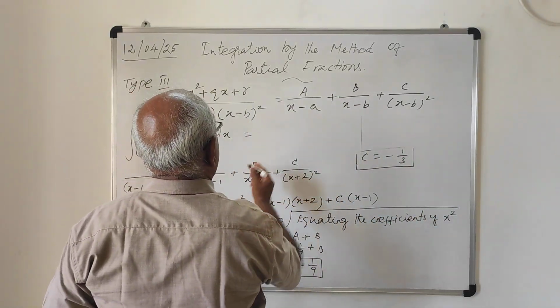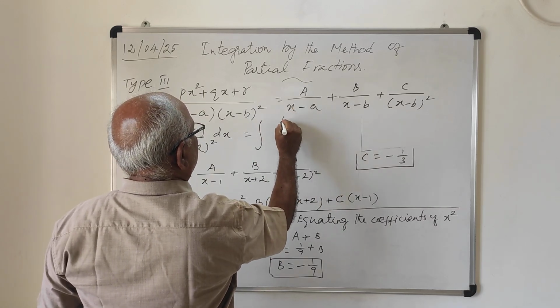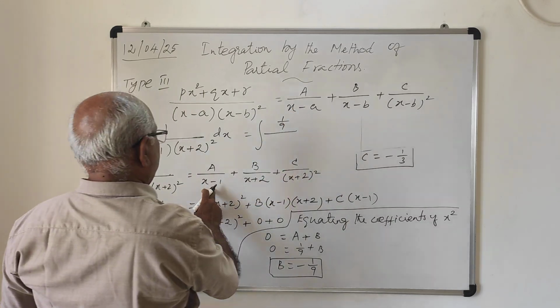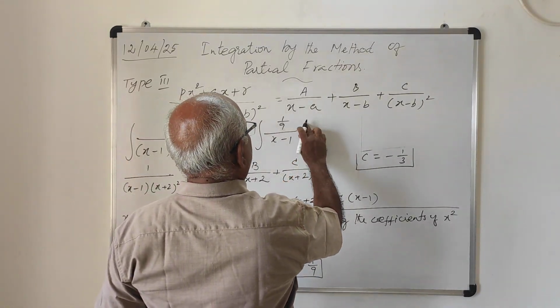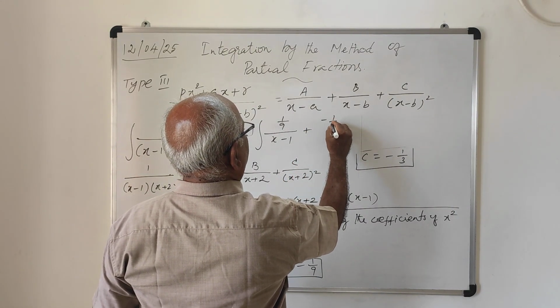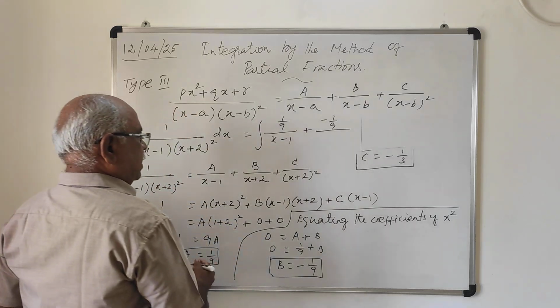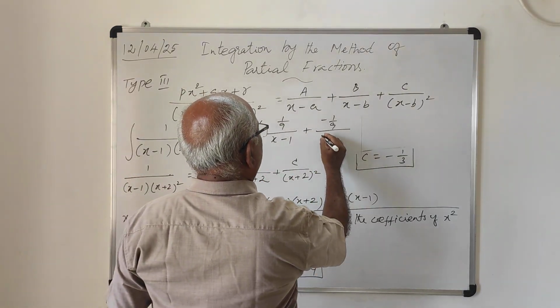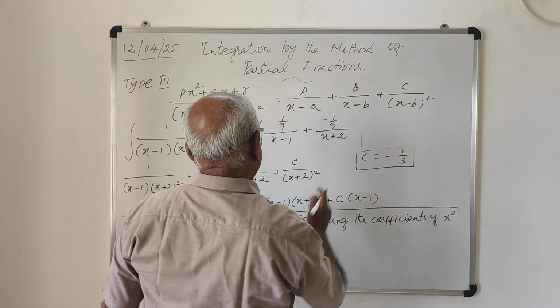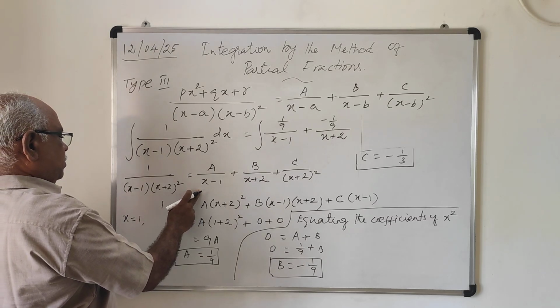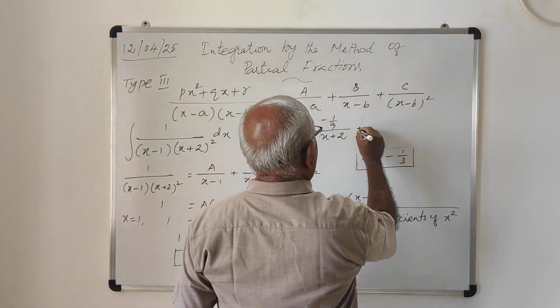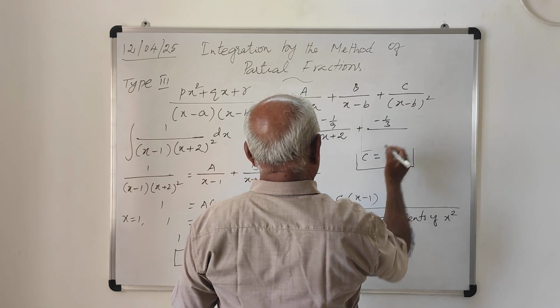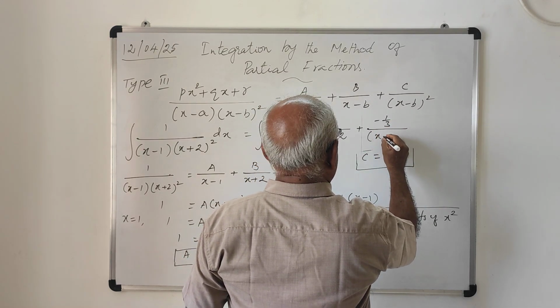This becomes integral. What is A? A is 1 by 9, into 1 by x minus 1, plus B is minus 1 by 9 into 1 by x plus 2, plus C is minus 1 by 3 by x plus 2 whole square.